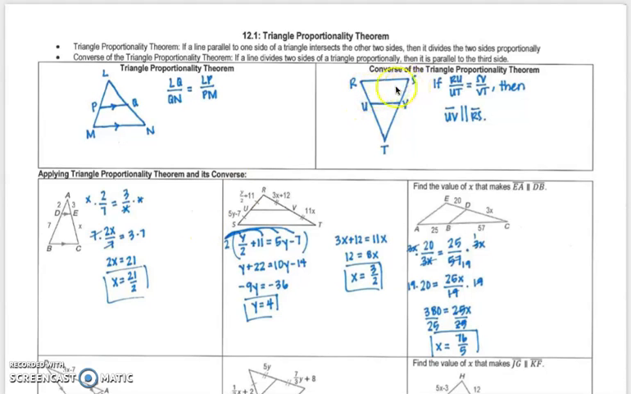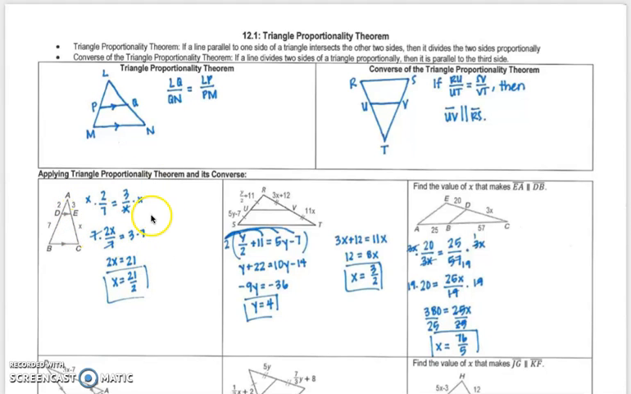If you're given sides and no parallel lines, you're trying to prove them parallel by proving that the ratios are equal. Okay, so applying these theorems. The first one here, I have parallel lines, so I can say that the ratios between the sides are equal or congruent, or however you would like to say that. So I have 2 over 7 equal to 3 over x.